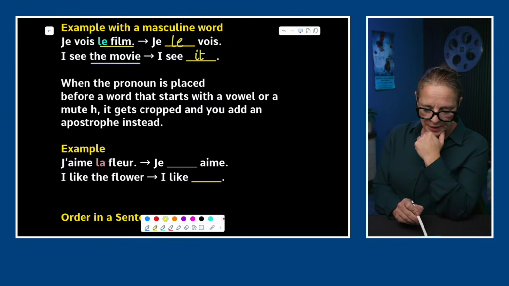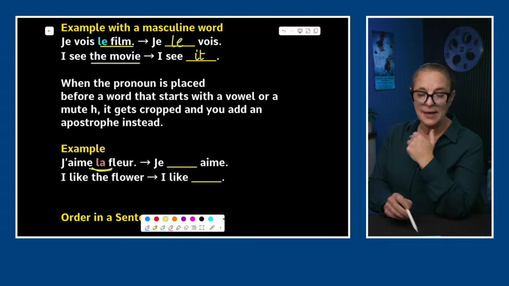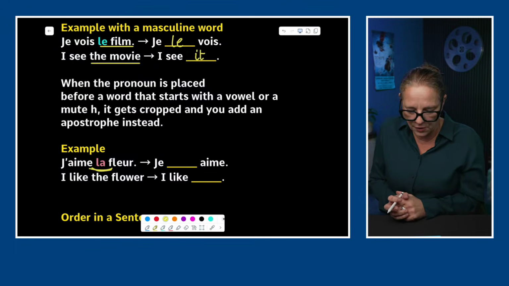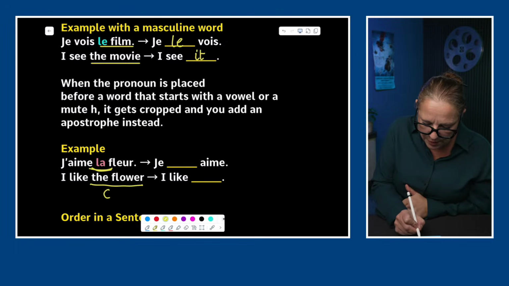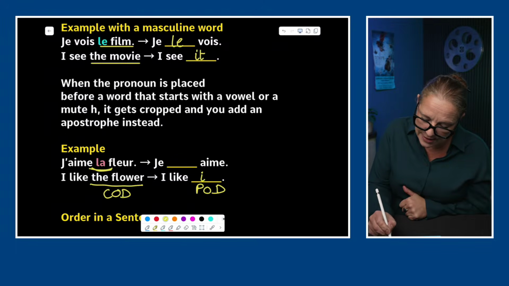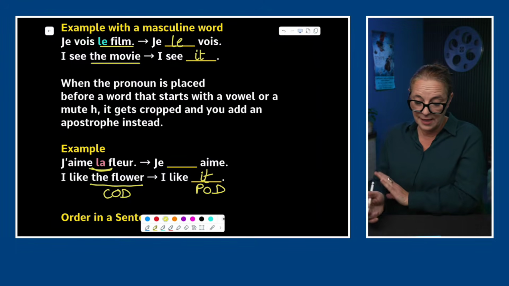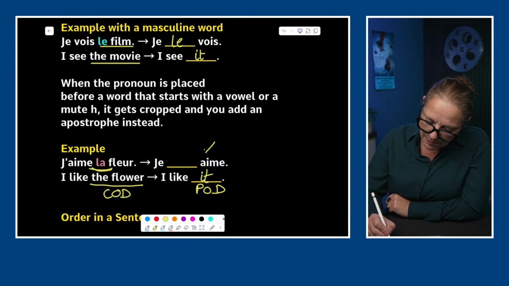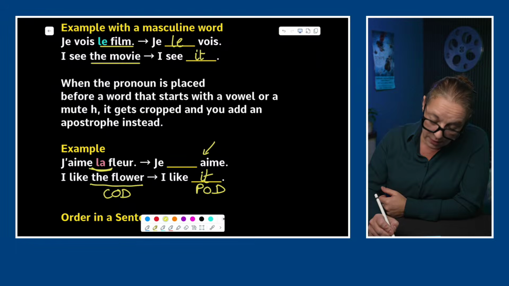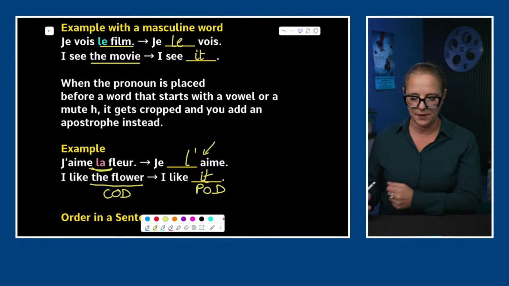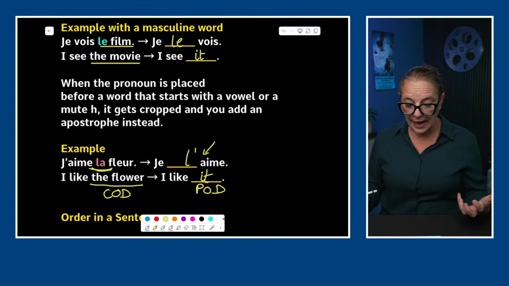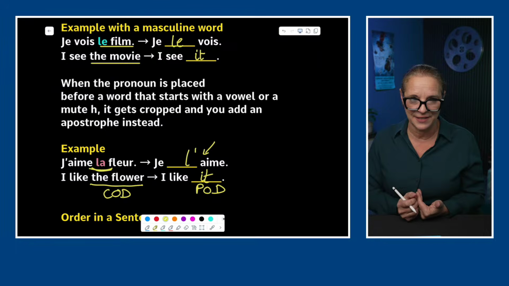For example, j'aime la fleur. I like the flower. But we want to avoid the repetition. We want to say, I like it. Okay, so the flower is the complément d'objet direct. We want to replace it by a pronom d'objet direct. In English, it's it. I like it. Okay. In French, because aime begins with a vowel or an H muet, in that case, a vowel, we put an apostrophe. Je l'aime. I love it. Je l'aime. I love it in this case, or I like it, okay?